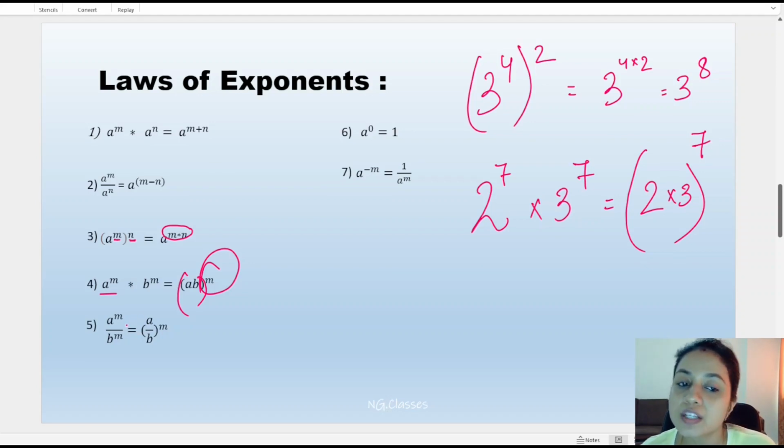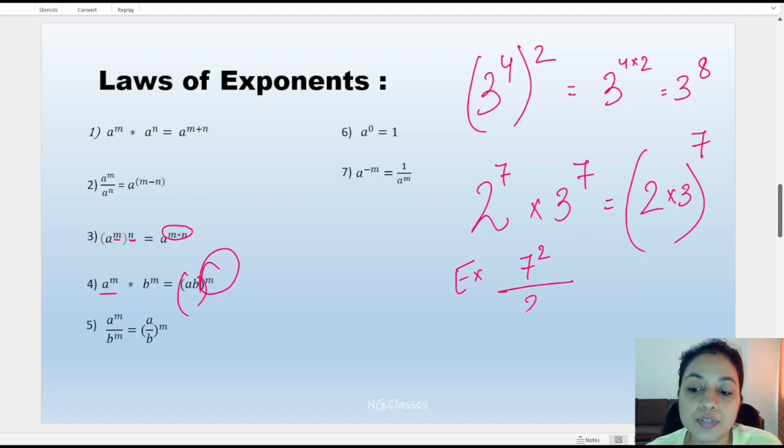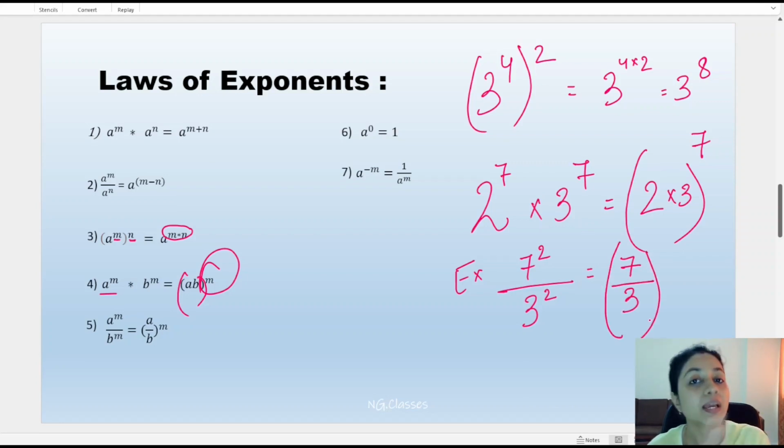So the next property is also the same. Here it says when two terms are in division and the powers are the same but the bases are not the same, just like the previous one, we can write it together. We can write the power by giving the bracket. For example, if we have 7 to the power 2 divided by 3 to the power 2, then we can write them together as 7 divided by 3, combined together by giving the bracket, with power 2. Got it? Let's move to the next one, property number 6.